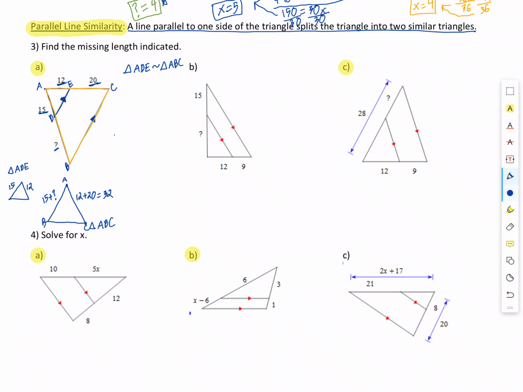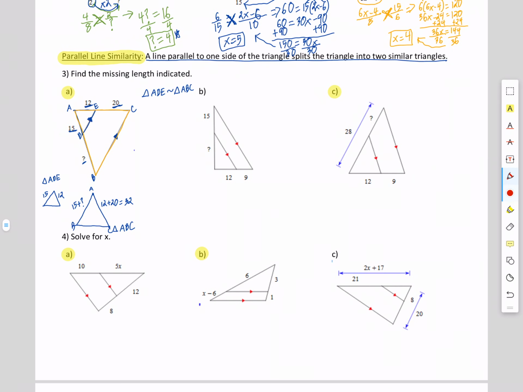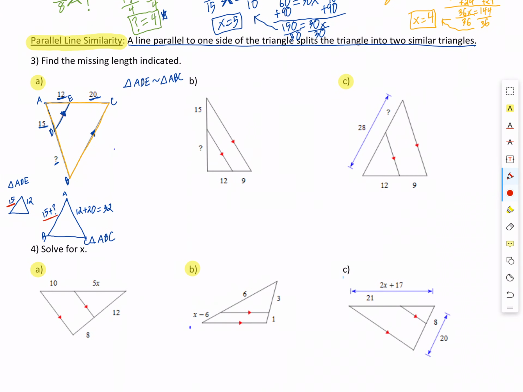But knowing that these are proportional, we can use that to help solve this. So 15 on our little side is proportional to 15 over the whole side, which is 15 plus question mark. So we can write that as 15 over 15 plus question mark, and we know that's going to be proportional to 12 over 32.